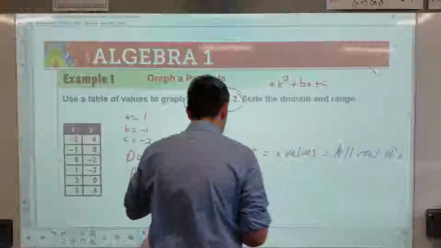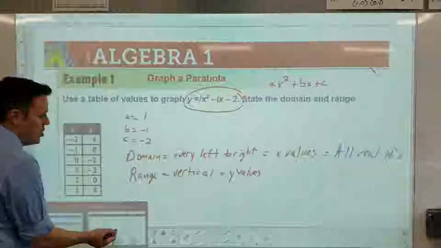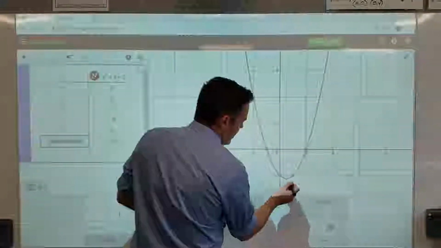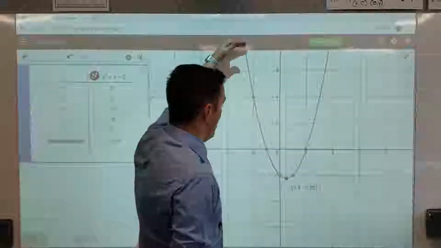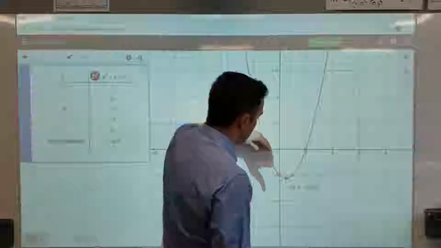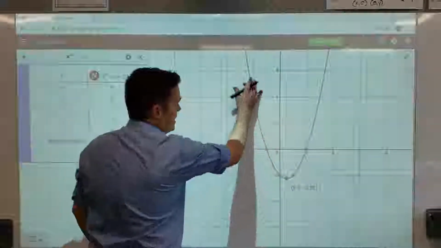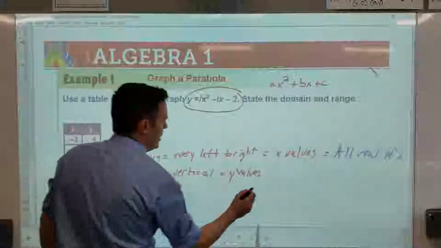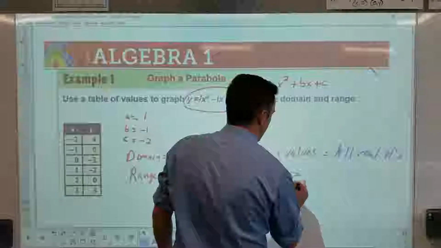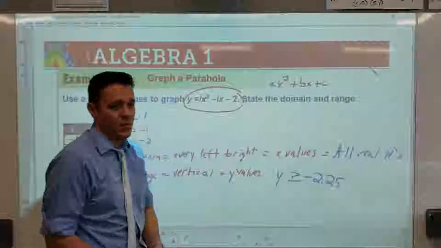So no, domain is going to be all real numbers. Now, what is the range? Range is the vertical or the y values. So if you're looking at this graph, where does the range stop? Well, it stops right here at this point. The graph goes up, it comes down to here, stops and goes back up. So what is the range? The range is going to be y is greater than or equal to negative 2.25. Right? That is my range.